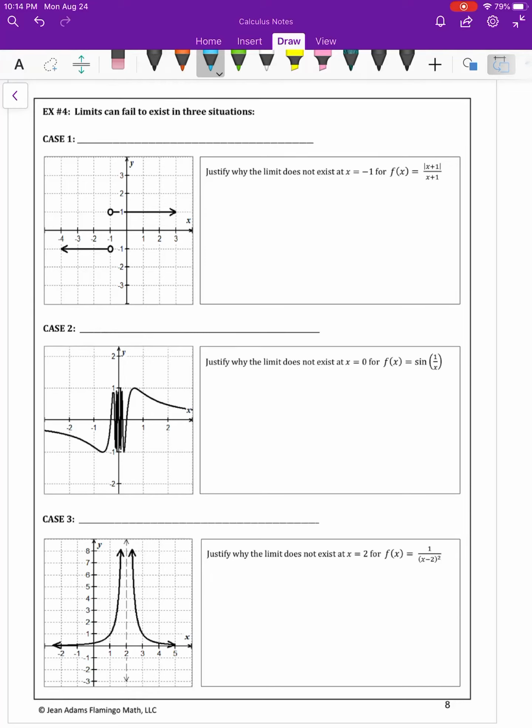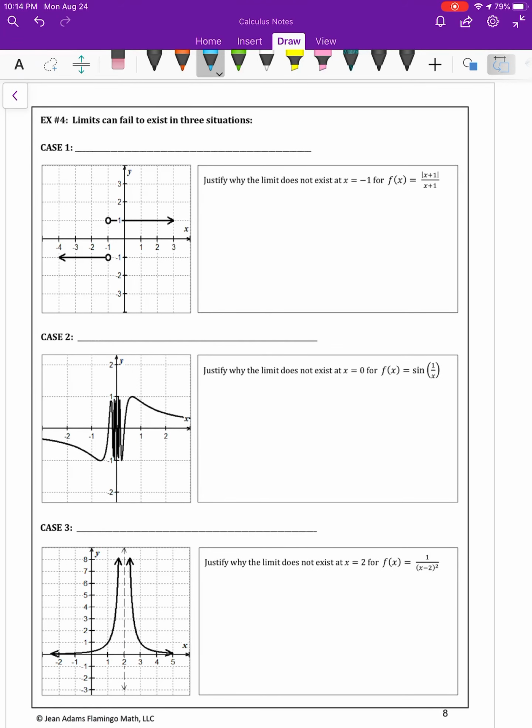Unit 1, Lesson 2, Part 2. We are now on example number 4, and we're going to show you the 3 ways that limits can fail to exist. So, case 1, the left-hand limit does not equal the right-hand limit.